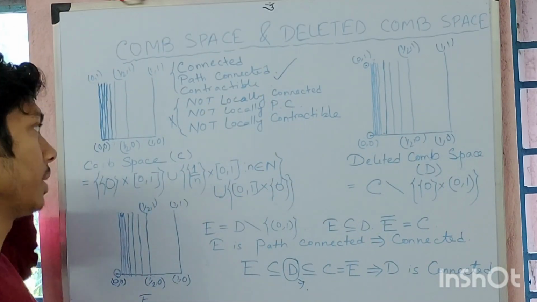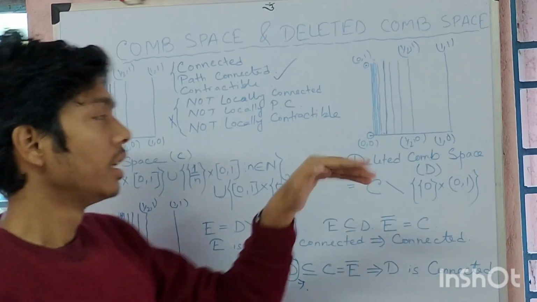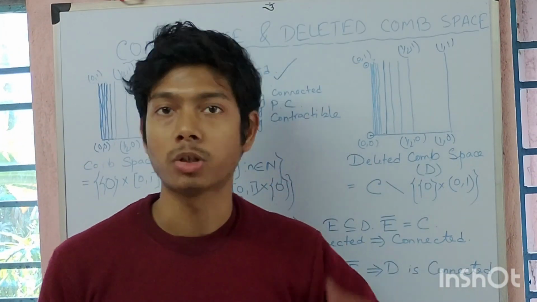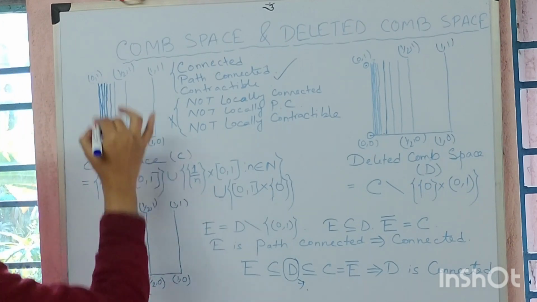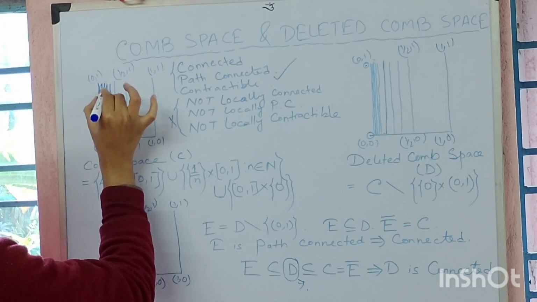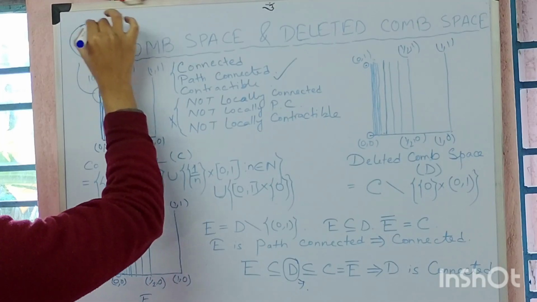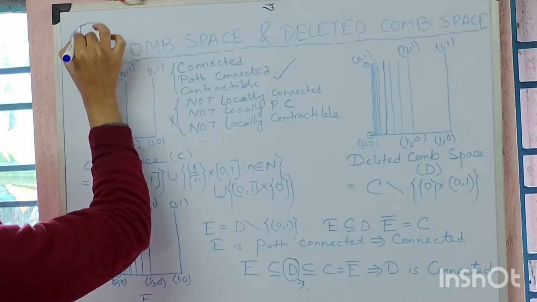So it is contractible also, but it is not locally connected, not locally path connected, and not locally contractible, because if you take any point from here and make a neighborhood and zoom in on it, it will look like this. It will look like this type.